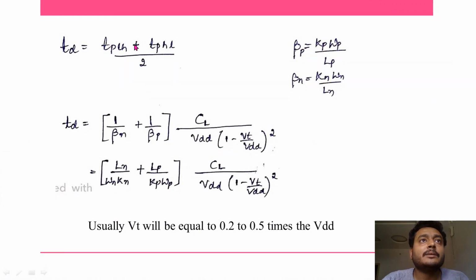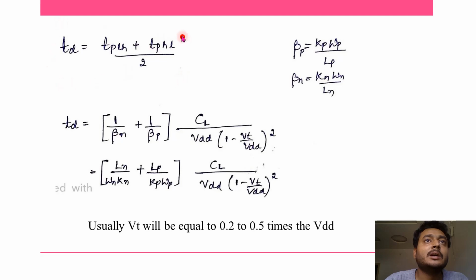Another thing: in the very first slide we discussed delay time. That is TD equals Tp low to high plus Tp high to low, divided by 2. We already know Tp low to high, and we just derived Tp high to low, so we replace these and solve the equation. You end up with something like 1 by beta n plus 1 by beta p, into Cl divided by VDD, into (1 minus Vt by VDD) whole square. This is the expression you're going to get.